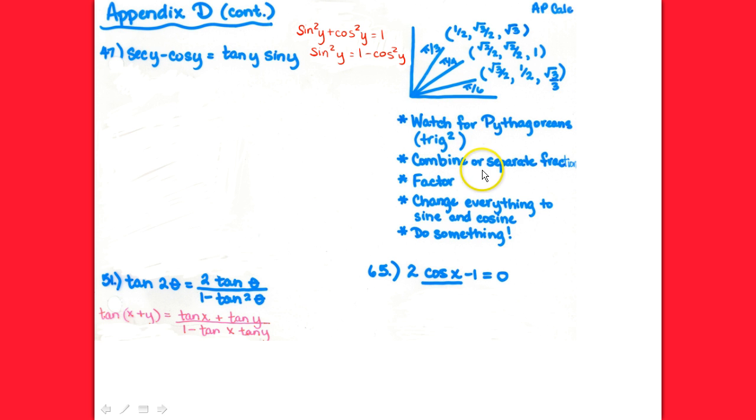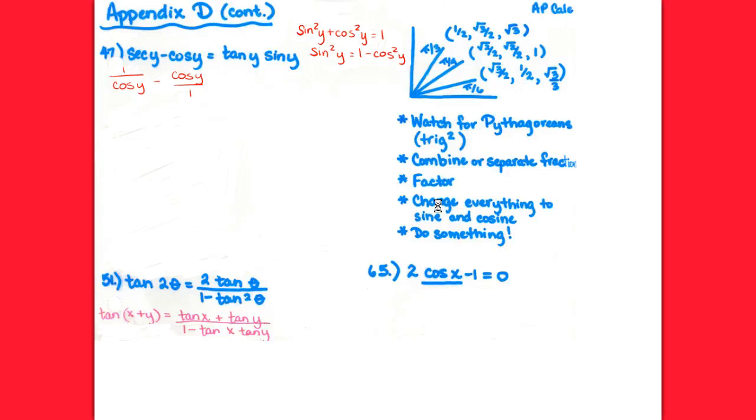I don't have any fractions. I don't have a common factor that I could take out or any other way to factor that. So I don't really have a choice. I'm going to have to change everything to terms of sine and cosine because all else failed. Now I have fractions, so now I have some options.